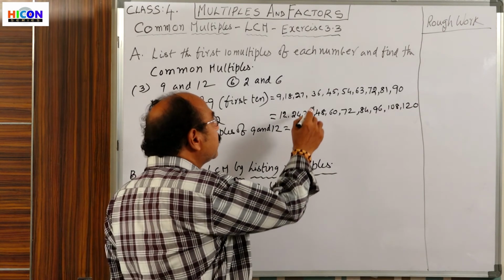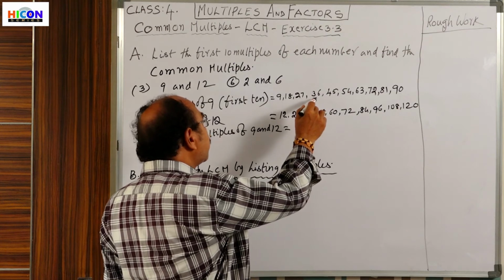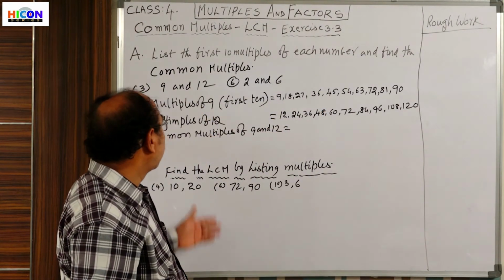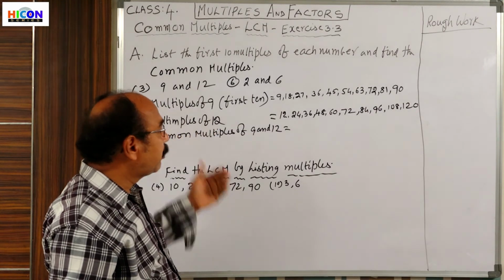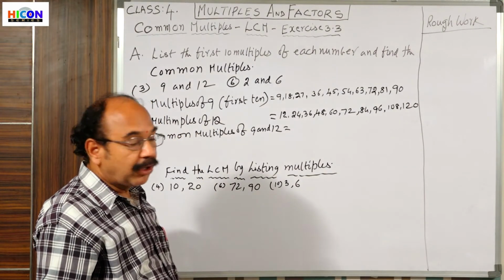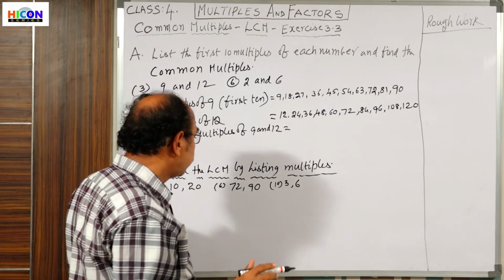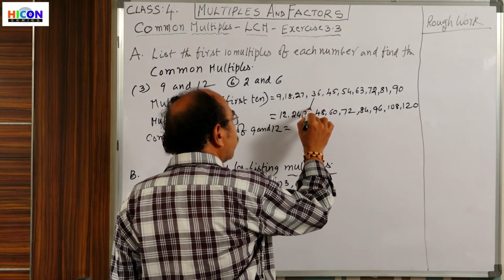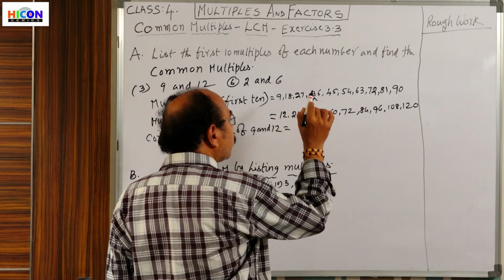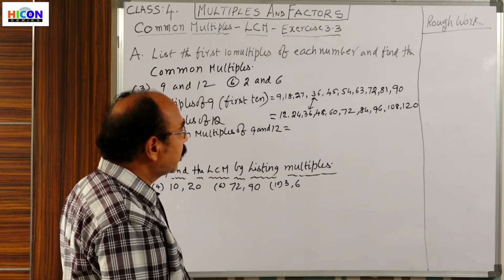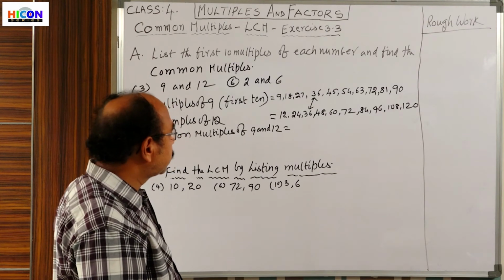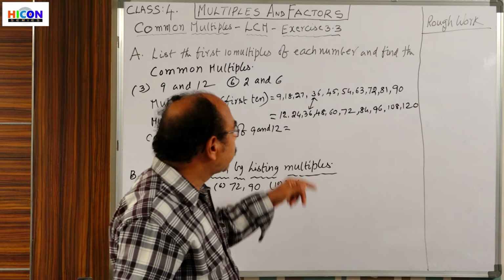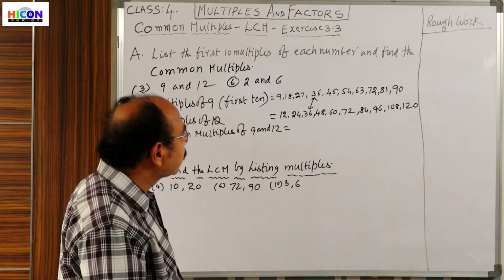36 is common. 36 is in the set of multiples of 9 and it is in the set of multiples of 12. That's why 36 is the common multiple. Okay now, you select like this. One more common multiple you see here.